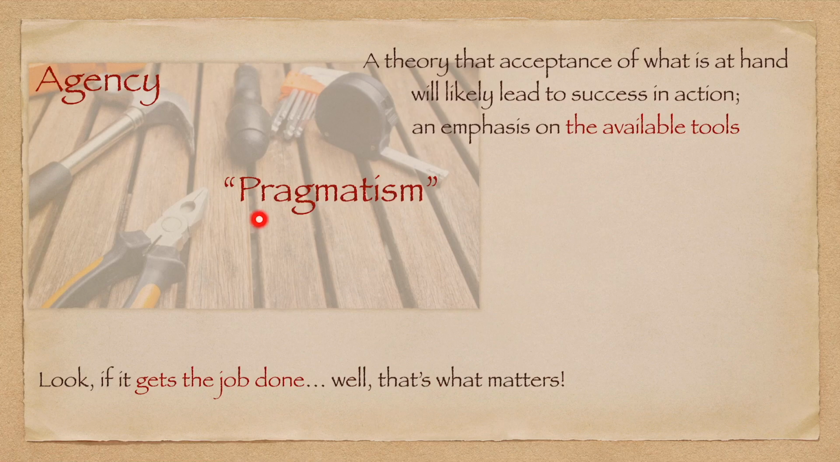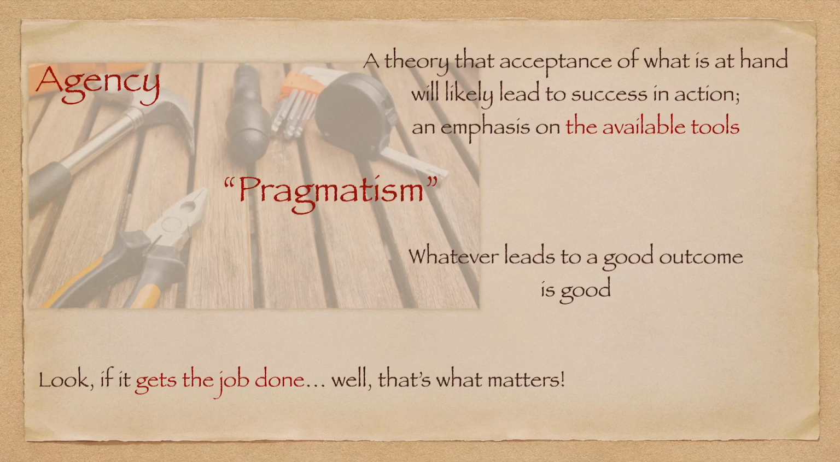So this pragmatism in Burke's mind is sort of a theory that says, hey, you got to take up what you've got right there. Deal with what you have at hand. And if you deal with that well, that's what's going to lead to success. All right, it's an emphasis on what's available to you to use. What are the tools that are out there that you can work with? And it sort of assumes that whatever leads to a good outcome, that's good. That's what it boils down to. If it leads to a good outcome, we're going to call that good.